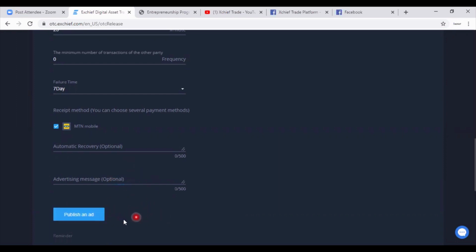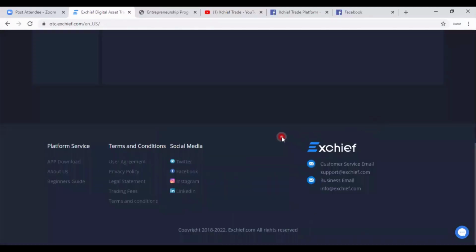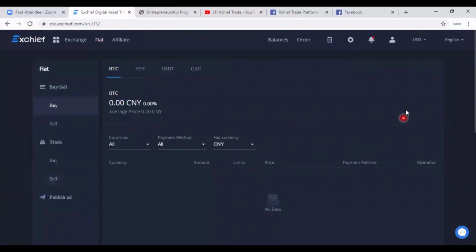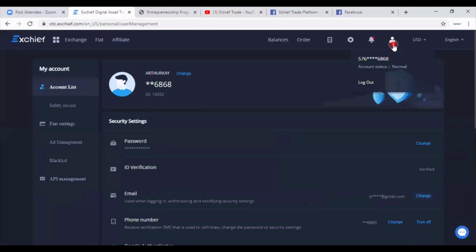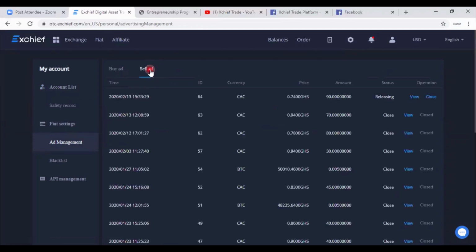And once you're okay with all the parameters set, you can click on publish ad and you have this interface. It says, congratulations, the ad was successfully published. So our ad is active and buyers on the OTC desk can actually see this ad we just put out. And to also confirm that, we come back to the account settings area where you click on this avatar icon and then you come to ad management. Okay, so you click on that, and because it's a sell ad we're doing, you click on the sell ad button, and this is the ad we just did at the top.